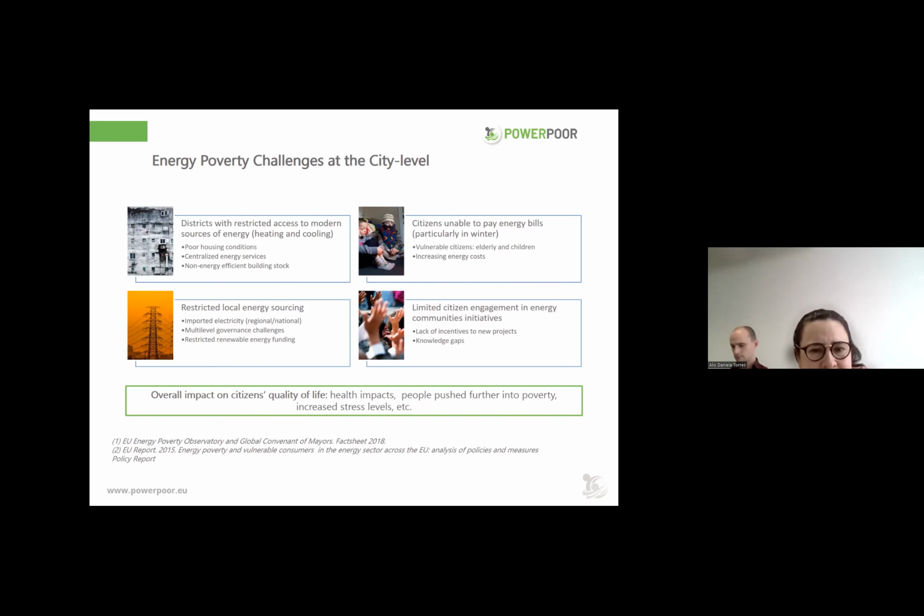And we have also seen that in lots of cities of the world, there is limited citizen engagement when we talk about energy communities initiatives targeting energy poverty. So of course, energy poverty is now more prominent in all cities of the world due to the energy crisis and the current situation in Ukraine. So we have to acknowledge that this is a global issue, but also reflected in all the agendas of municipalities worldwide.